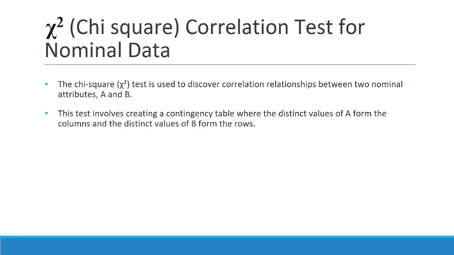Now the first technique that we are going to see for redundancy removal is chi-square correlation test for nominal data. So the test we are going to see is for nominal data. And what is chi-square correlation test? What do we use it for? To remove redundancy.